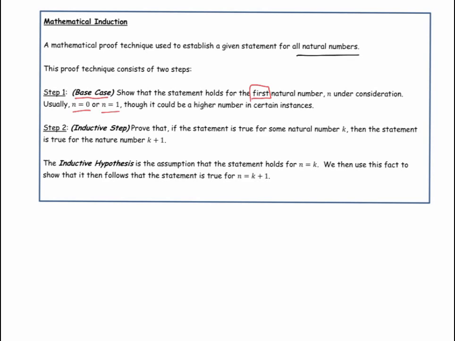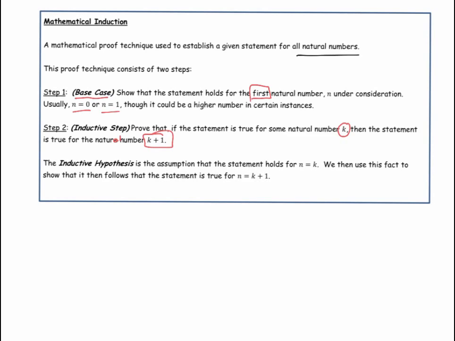So you show that that statement is true for that first number, and then in the next step you say, well, I'm going to assume it's true for an arbitrary natural number k, bigger than the number in your base case. And if you can show that assuming that's true necessarily implies that the statement is true for the k plus first natural number, then if you combine those two steps, what you've essentially shown is that this statement is true for all natural numbers.